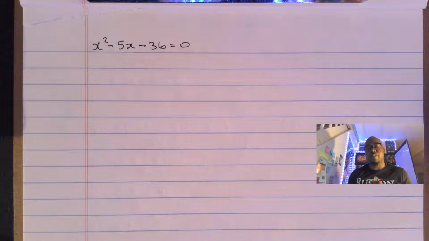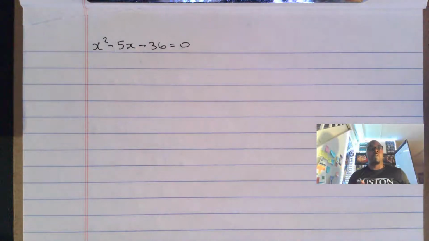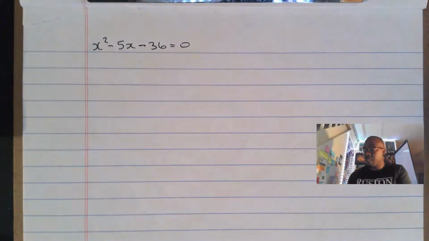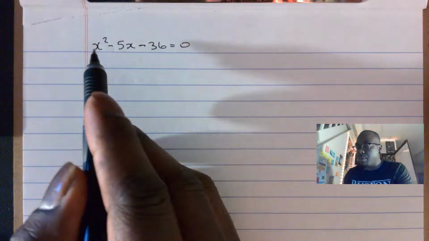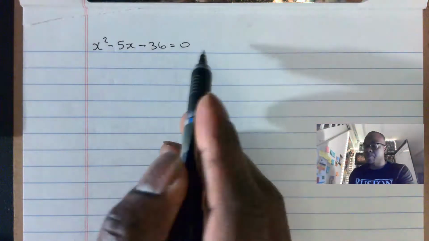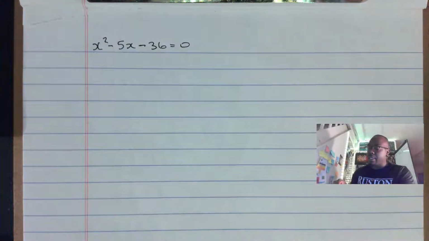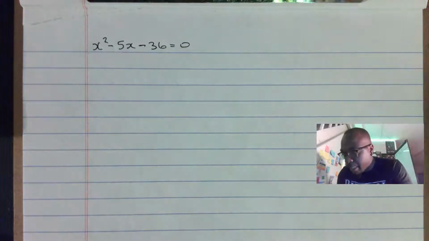All right, so we're going to continue working with solving equations using the quadratic formula. The first thing that we need to do is make sure that the equation is in standard form, if it's not already. So here we have this equation. It is already in standard form, the form ax squared plus bx plus c equals 0. So the next thing I need to do is identify a, b, and c.